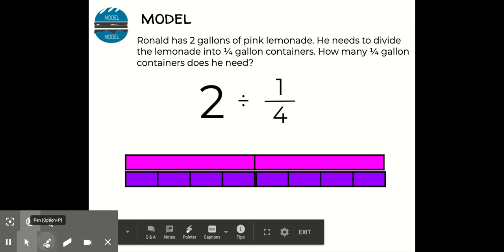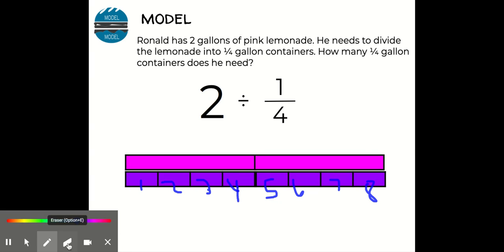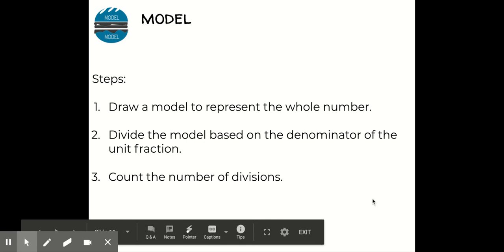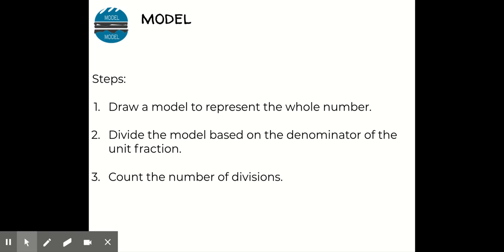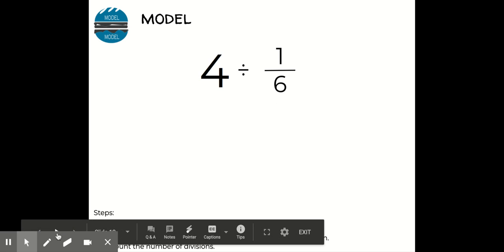So using my pen here, I have 1, 2, 3, 4, 5, 6, 7, 8. So how many containers will he need? He'll need 8 containers. Today, when we're dividing, we're going to be drawing a model to represent the whole number. Then we'll divide that model based on the denominator of the unit fraction, and then we'll count the number of divisions.